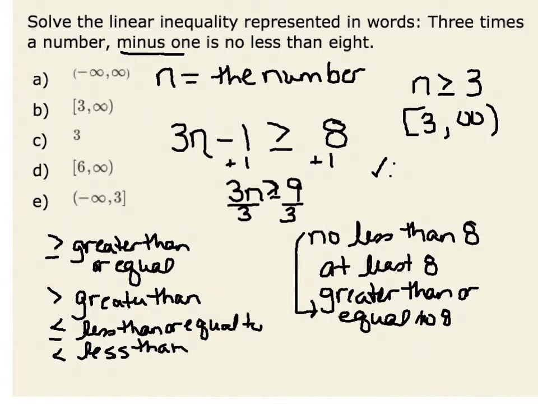To make sure that this makes sense, we can pick any number greater than or equal to 3 and use it in our statement. For example, if we say n is equal to 4, let's check that 3 times 4 minus 1 is no less than 8. So 3 times 4 is 12, and 12 minus 1 is 11, and 11 is no less than 8, or 11 is greater than or equal to 8.